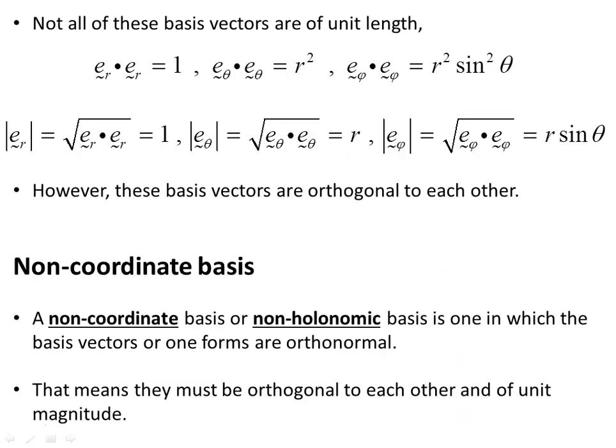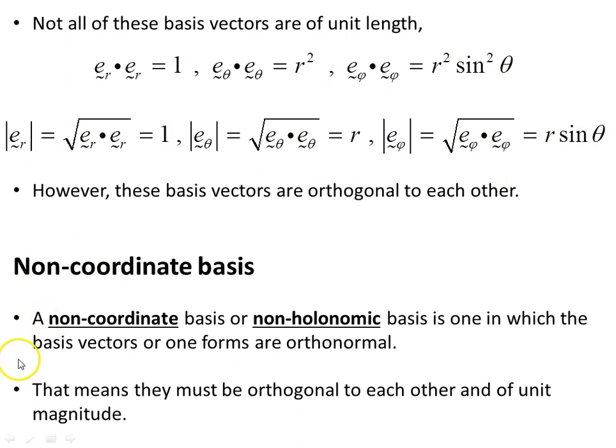Right. Next one now. Not all these basis vectors are of unit length. If you carry out the calculations, E subscript r dotted with itself will give you 1, E subscript theta dotted with itself will give you r squared, as we saw on the previous page. E subscript phi dotted with itself will give you r squared sine squared theta. Now, if you take the magnitudes and the norms of each of these vectors, you'll get 1 for the first one. For this one, the magnitude of E subscript theta will give you r. Magnitude of E subscript phi will give you r sine theta. Now, however, these basis vectors are orthogonal to each other, but as you can see, they're not of unit length.